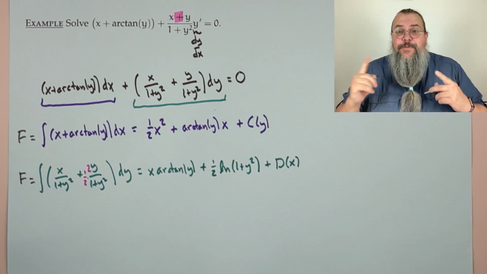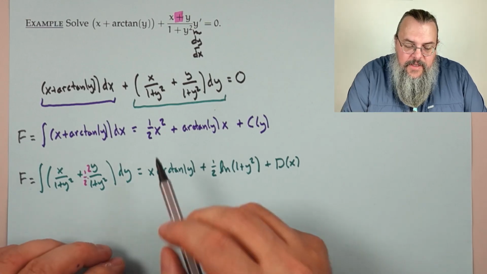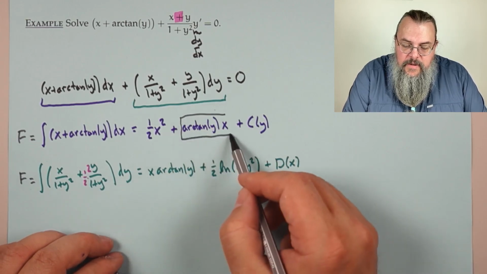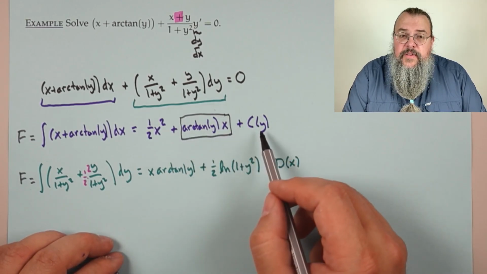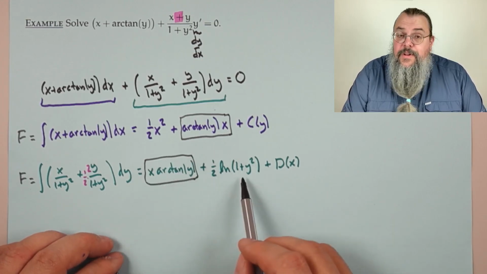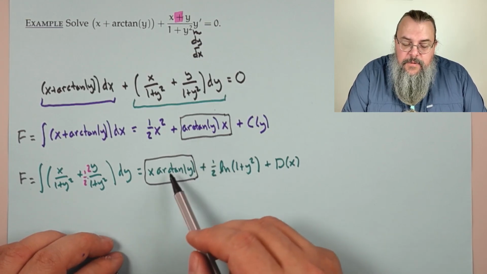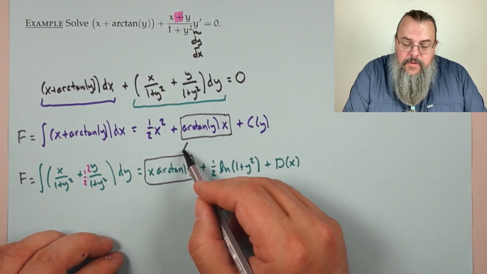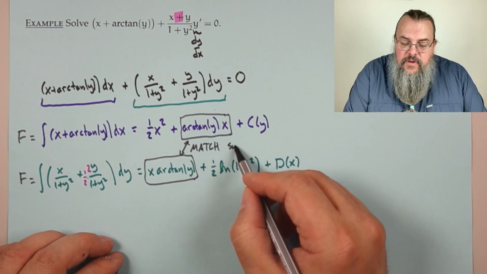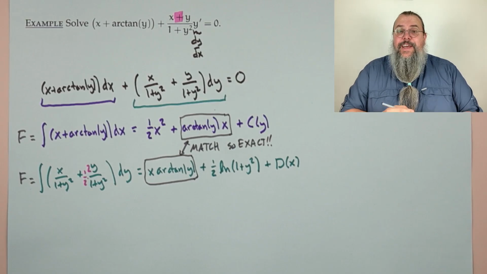All right, so now we're ready for our test. Let's look at terms that involve both x and y. This only involves x. This involves both x and y. And then we don't need to worry about the constant term. Down here, this involves both x and y, whereas this only involves y. And we say, well, does arctangent of y times x equal x arctangent of y? And we see, lo and behold, these match. And so we are exact. Good. Great. So we know we're going to get an answer.